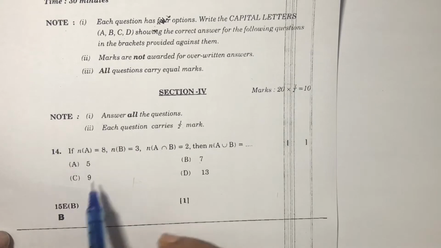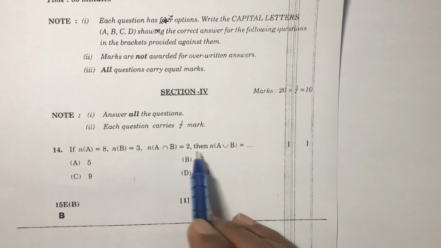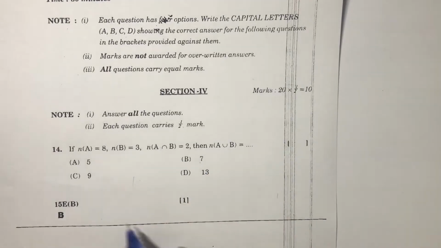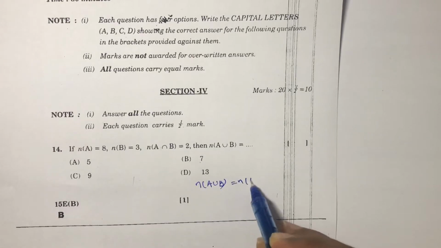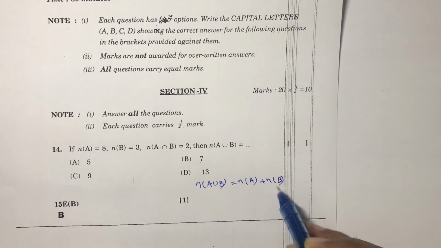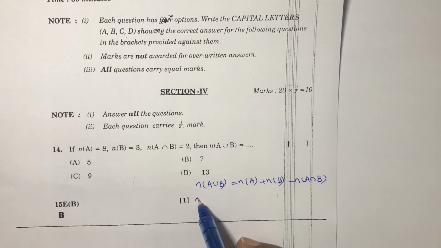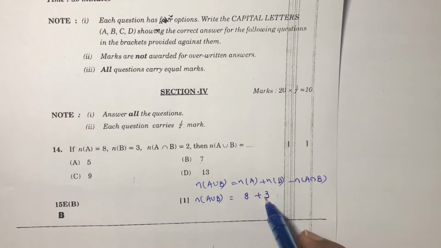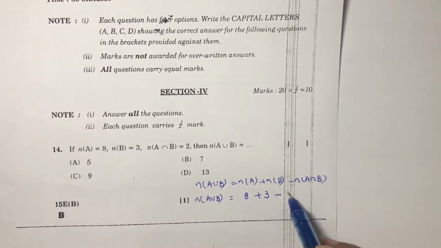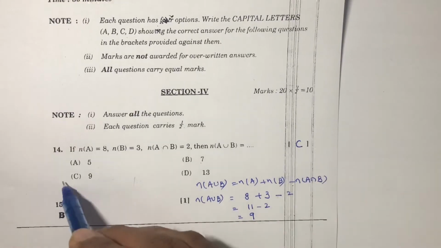The first one: n of A equals 8, n of B equals 3, n of A intersection B is 2, then n of A union B. To solve this there is a formula: n of A union B equals n of A plus n of B minus n of A intersection B. So 8 plus 3 is 11, 11 minus 2 is 9. So the correct option is C. Next question.